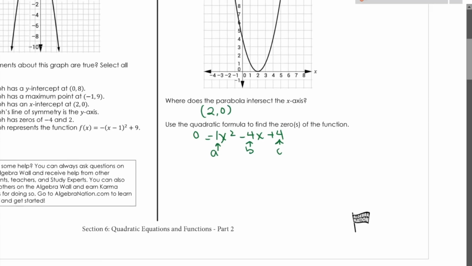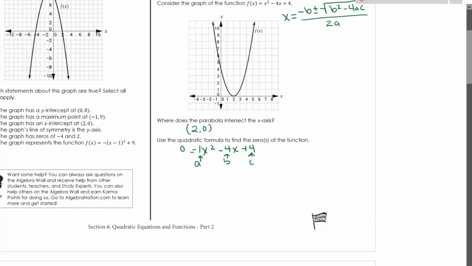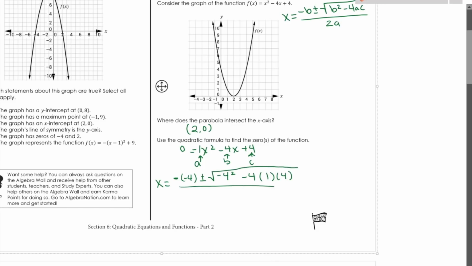Okay, so if I use my formula, x is equal to negative b, and my b is negative 4. Notice how there's two negatives right away. Then I put plus or minus the radical of b squared. So my b once again is negative 4 squared, minus 4 parentheses a. My a is positive 1, sorry about that. Positive 1. And my c is positive 4. I'm going to close my radical and put it over 2 times a, 2 times 1.